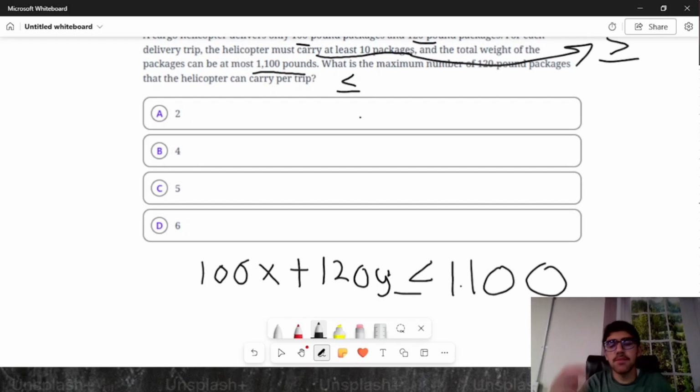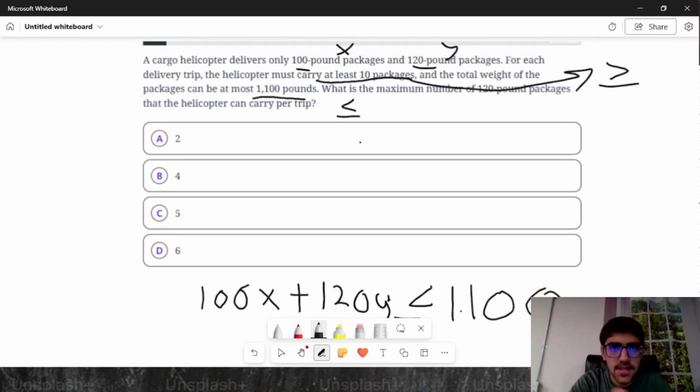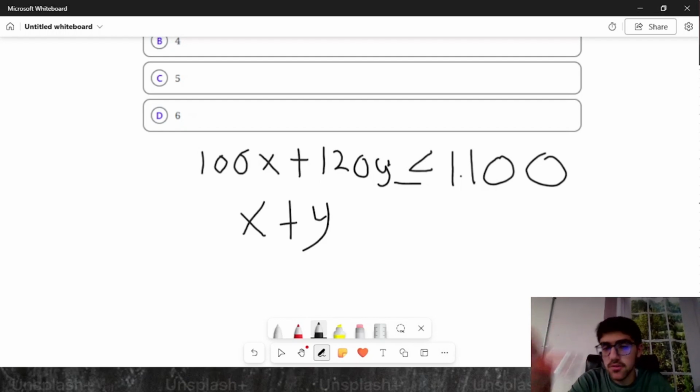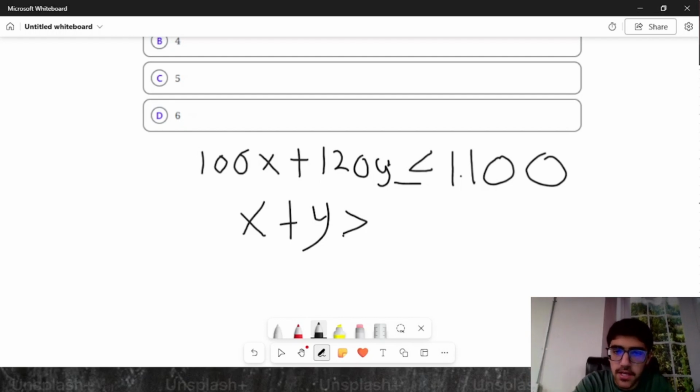At the same time, there are two constraints. The other one says that the helicopter must carry at least 10 packages. So that would tell you that x plus y, the number of 100-pound packages plus the number of 120-pound packages, must be greater than or equal to 10.